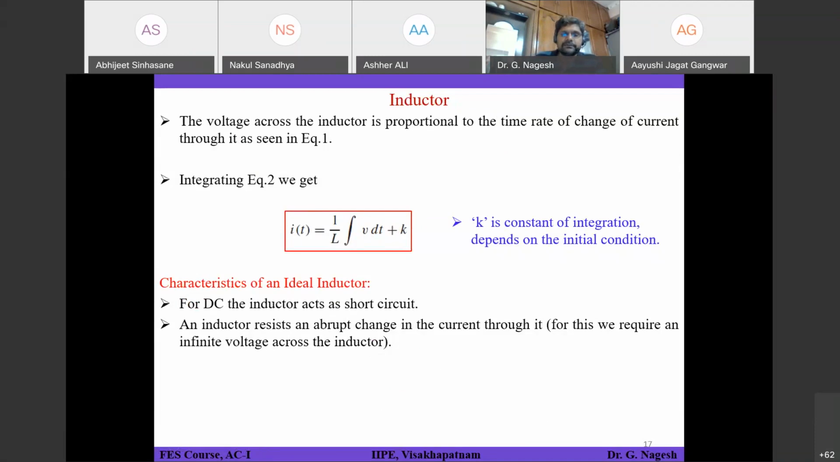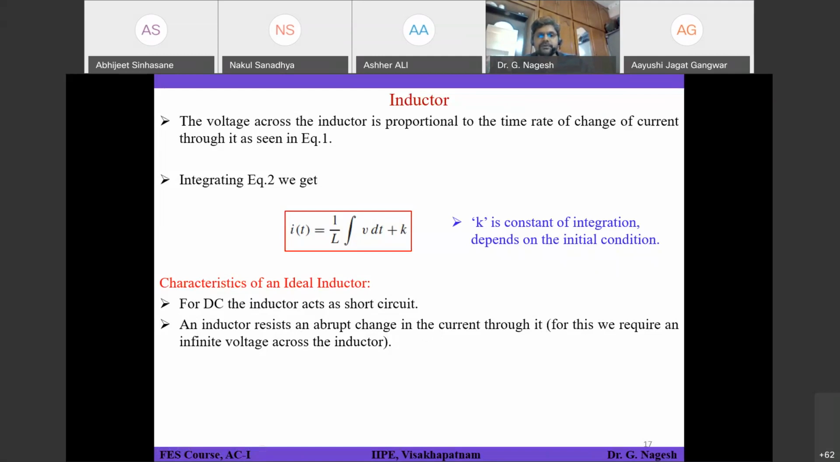Coming to the basic characteristics of an ideal inductor, we have already seen this. For DC, the inductor acts as a short circuit. We have just discussed why: current is constant, di remains 0, so V is equal to 0, meaning no resistance, a short circuit. A capacitor opposes an abrupt change in voltage. An inductor resists an abrupt change in current through it. That means it will not allow the current to change instantaneously to a large value.